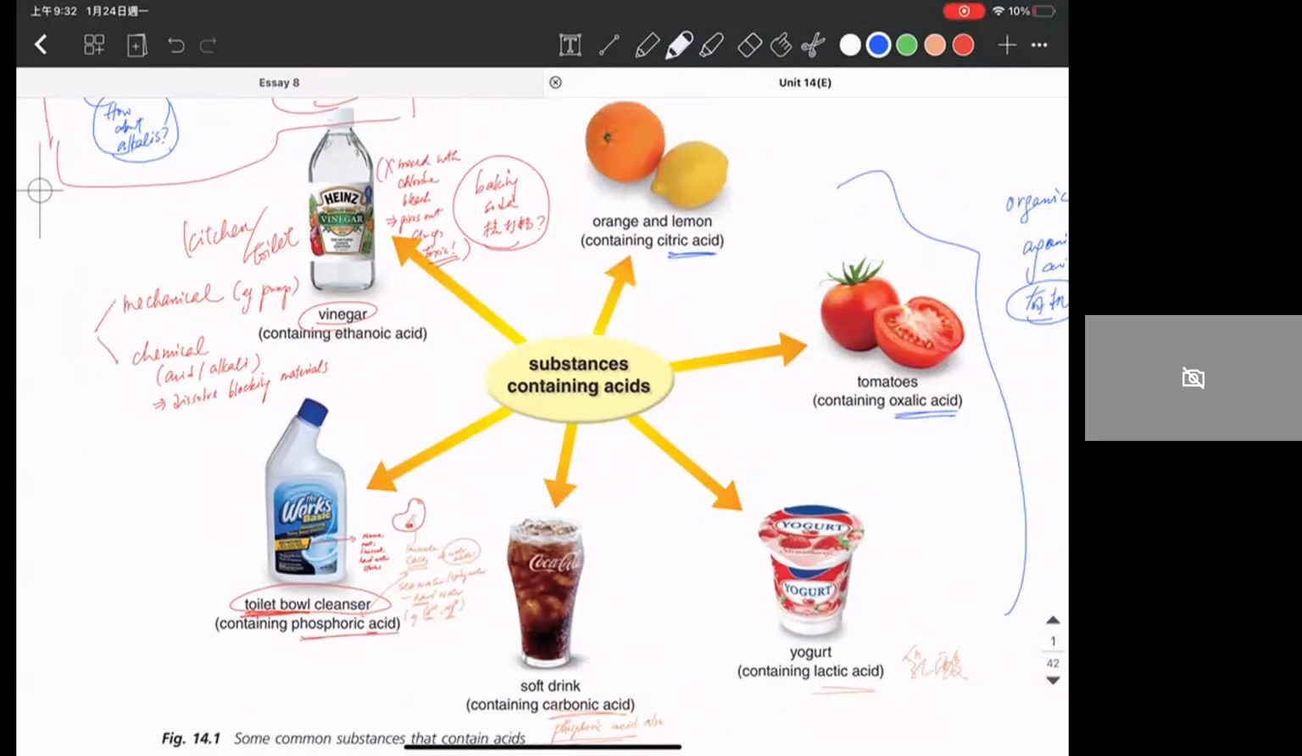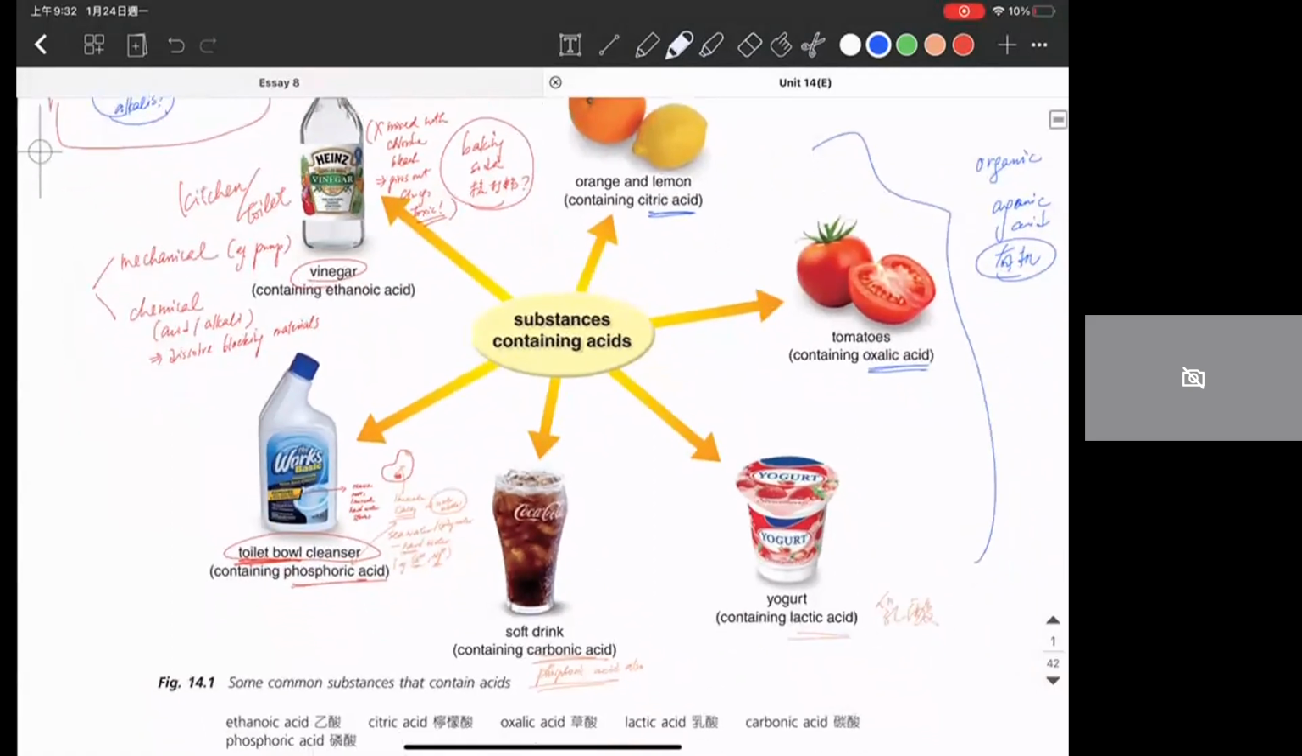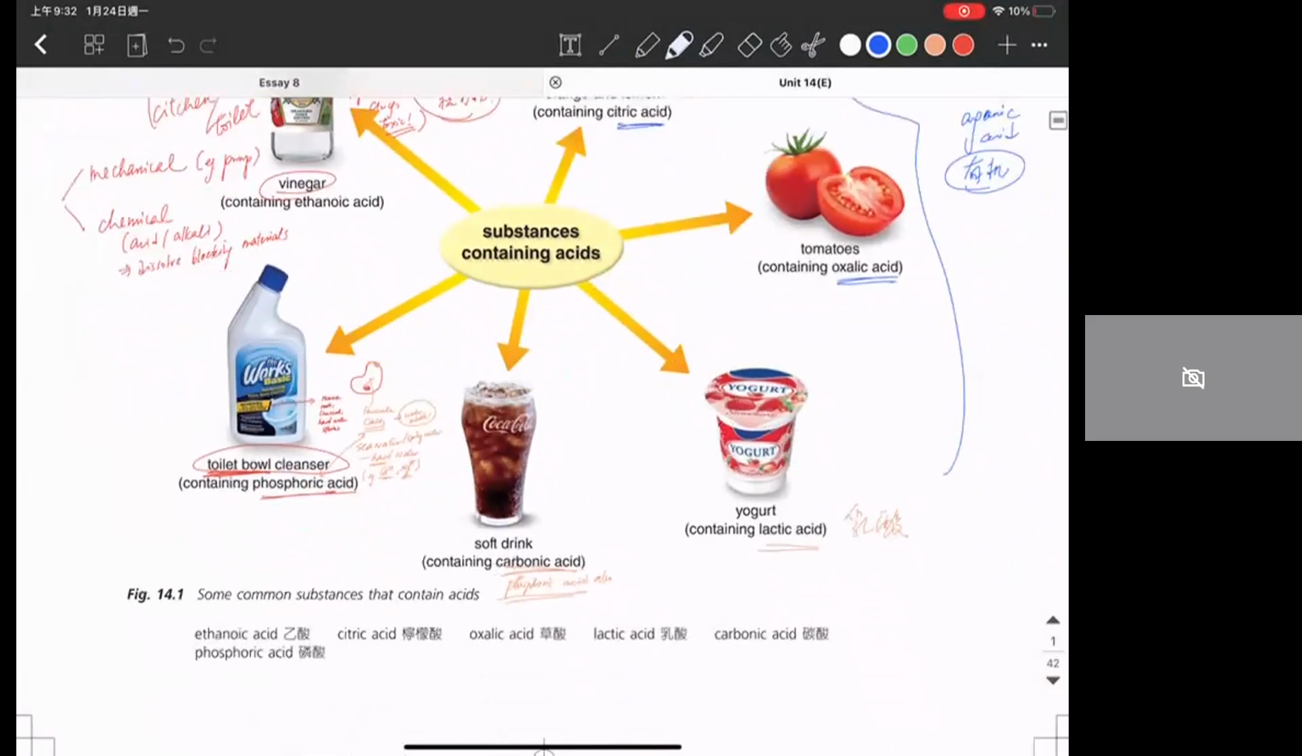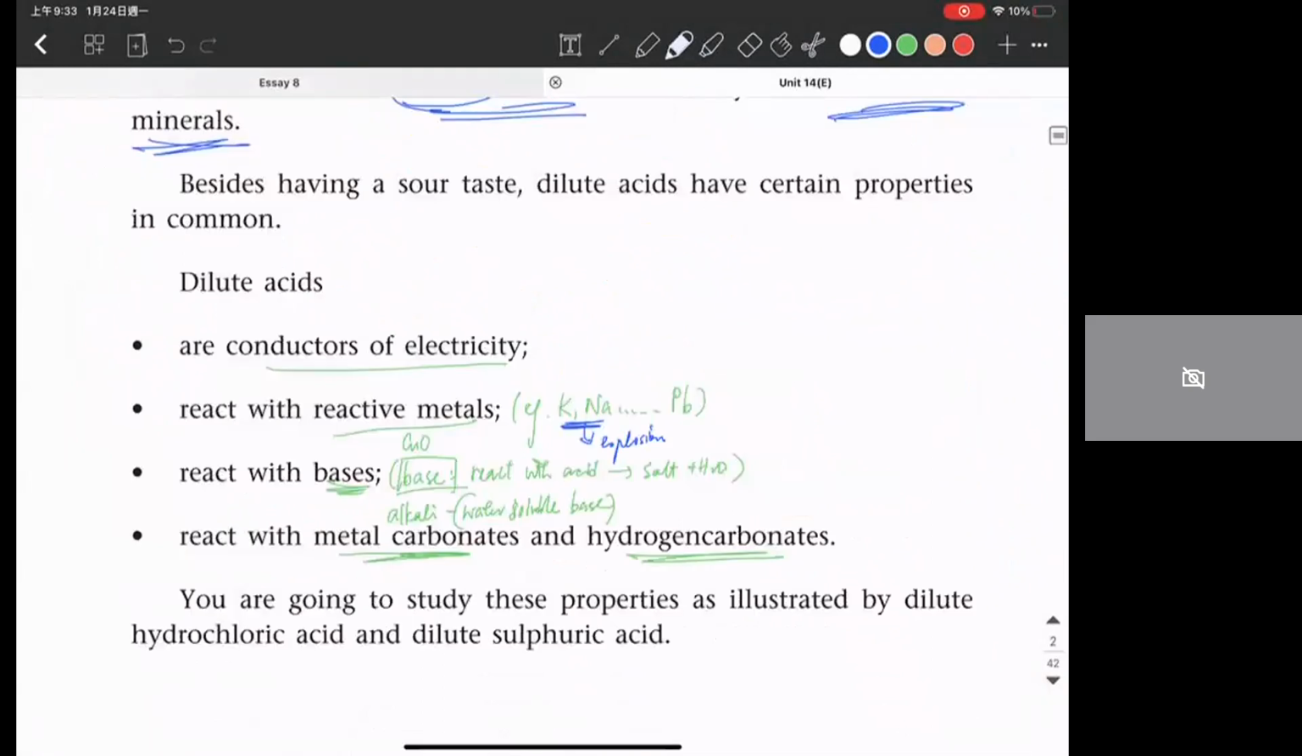And lastly, the property of acid. Could you please remember this? The property of acid, including they are good conductors of electricity, the reaction with metal, the reaction with base or alkali, and the reaction with metal carbonates and hydrogen carbonates. Okay. Is that clear?